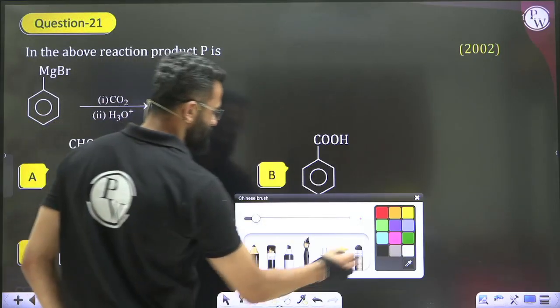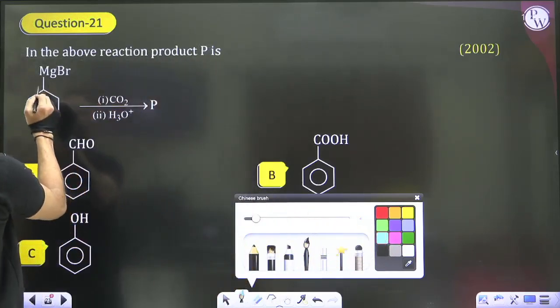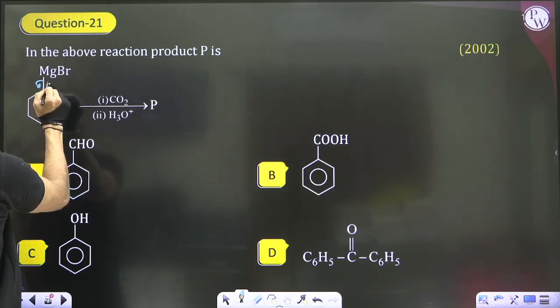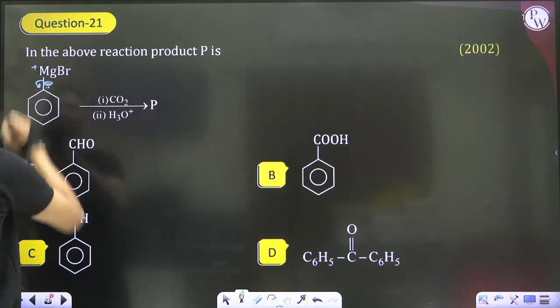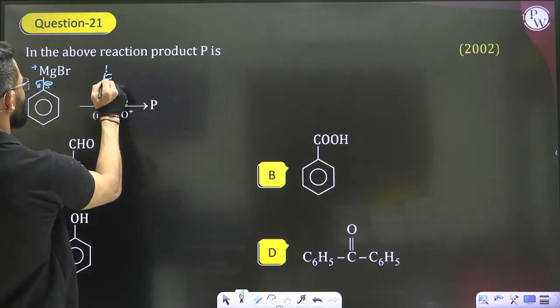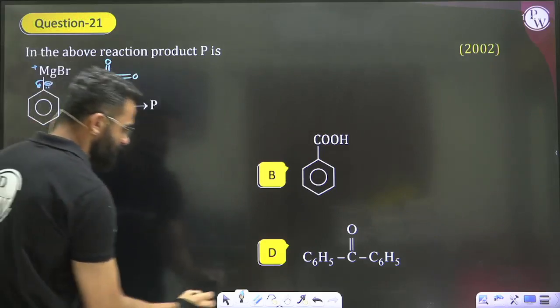We have phenyl magnesium bromide. In phenyl magnesium bromide, the bond between carbon and magnesium is considered to have more ionic character. So metal will always release its electron to the carbon of the benzene ring. So this will be anionic and this will be Mg plus Br minus. And this is then treated with CO2, O double bond C double bond O.